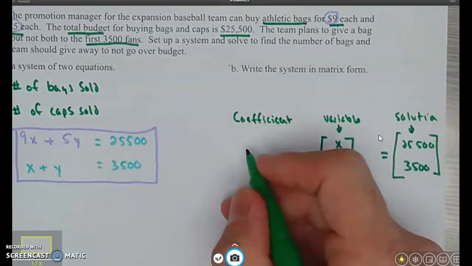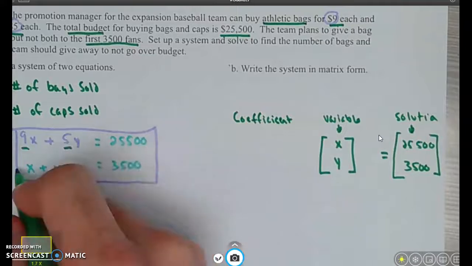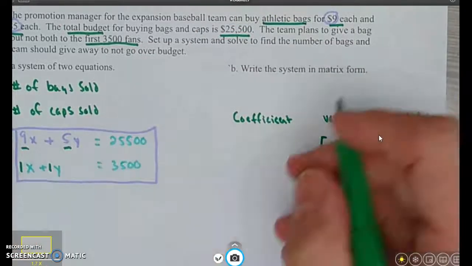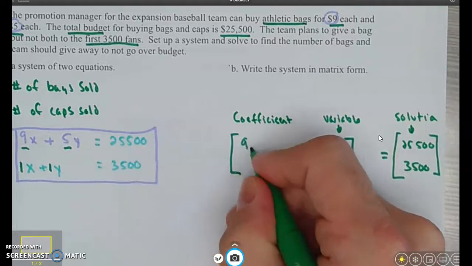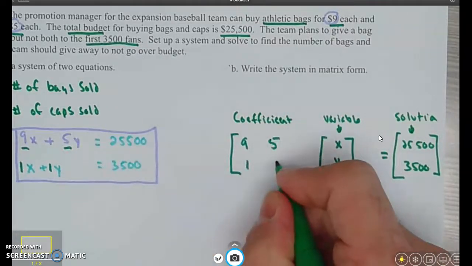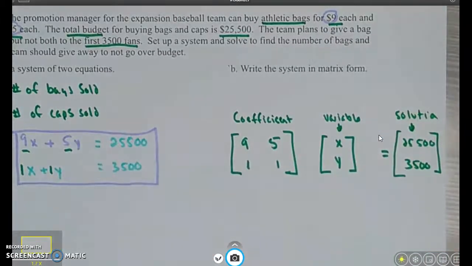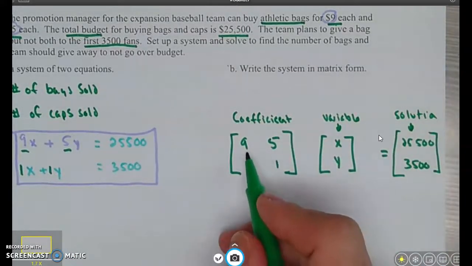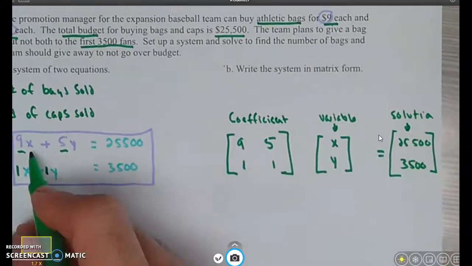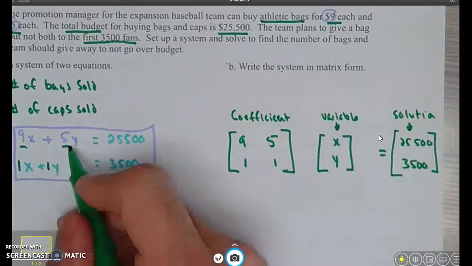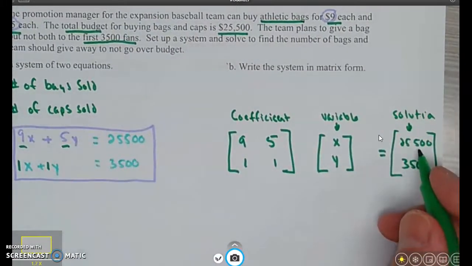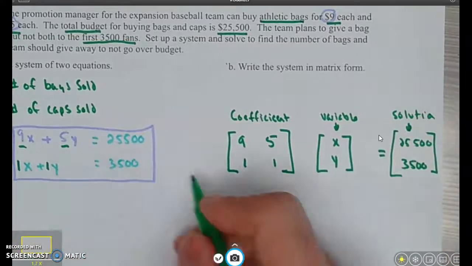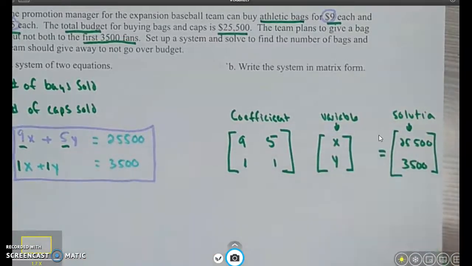Okay. And my coefficients, well, I have 1, 2. I'm going to put 1s there because there are 1s in front of those Y's. So I have 1, 2, 3, 4 values. So I have 9, 5, 1, 1. So basically what I just did is I took this equation and rewrote it as a matrix, because I know 9 times X gets me 9X. 5 times Y gets me 5Y. That's going to equal 25,500. If I look at 1 times X is 1X. 1 times Y gets me 1Y. That's going to equal 3,500.